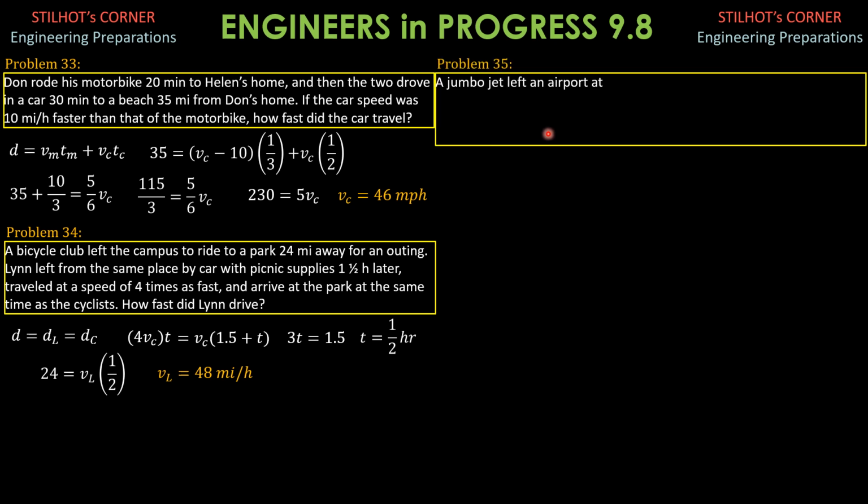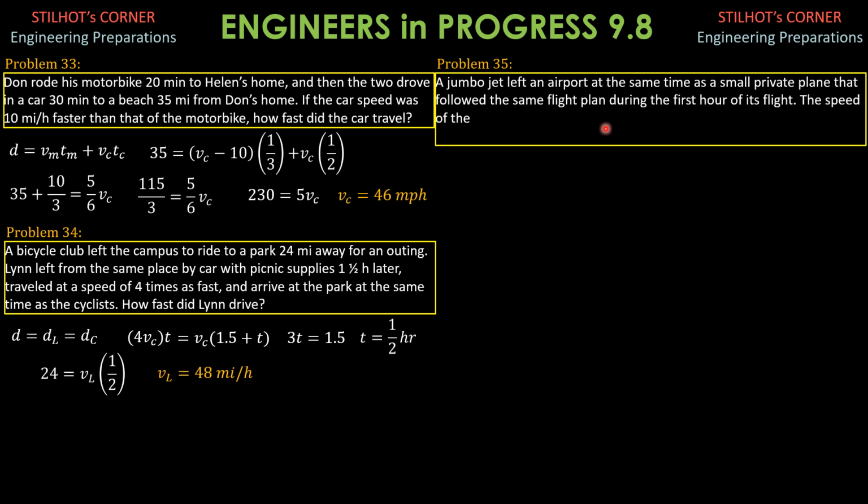35. A jumbo jet left an airport at the same time as a small private plane that followed the same flight plan during the first hour of its flight. The speed of the jet was 5 times that of the small one, and at the end of the hour, it was 500 miles ahead. What was the speed of the large plane or the jet?